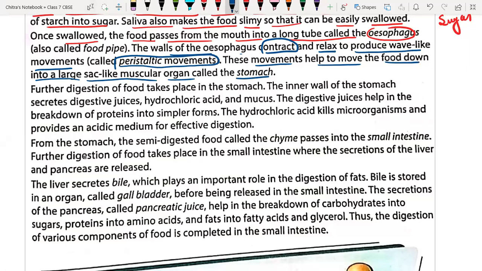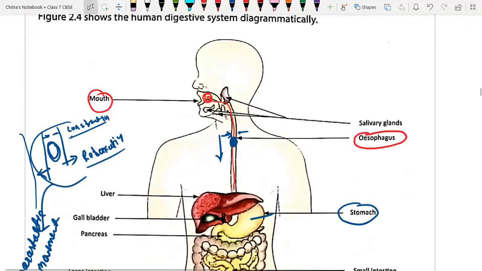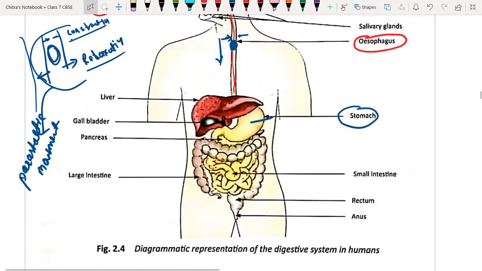What is the shape of the stomach? It is a J shape like this. It is a J-shaped stomach. Further digestion of the food takes place in the stomach only. So let me show you how digestion takes place in the stomach.